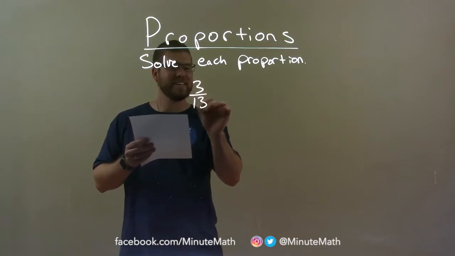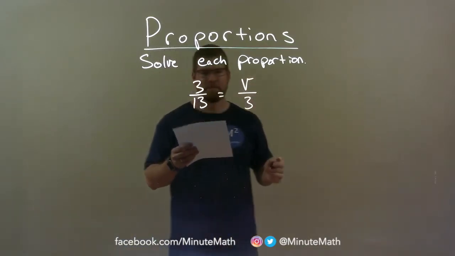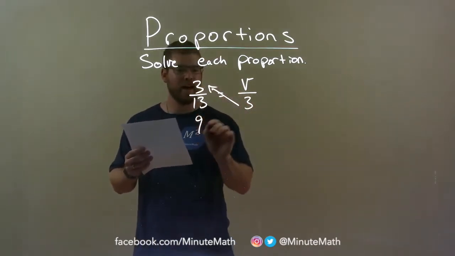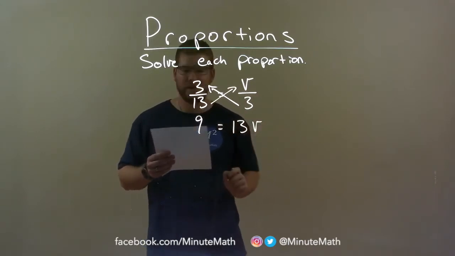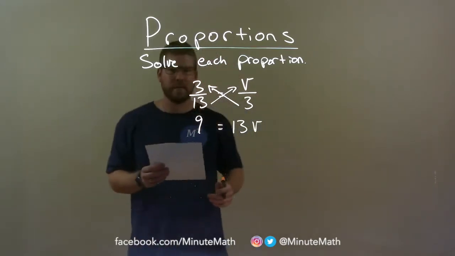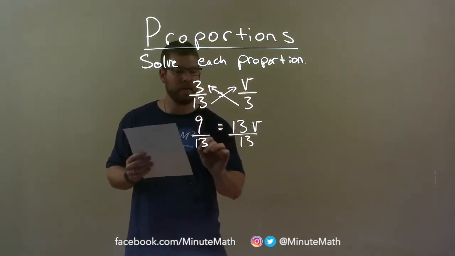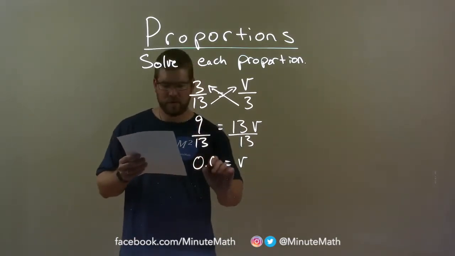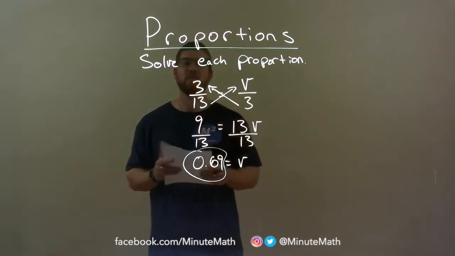3 over 13 equals v over 3. Okay. First thing I want to do is cross multiply. 3 times 3 is 9. And 13 times v is 13v. Now we have 9 equals 13v. Get v by itself. Divide both sides by 13. v is by itself, and 9 divided by 13 is 0.69. And so our final answer is just 0.69.